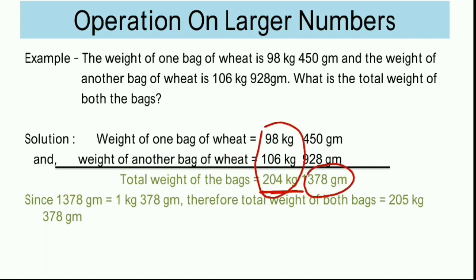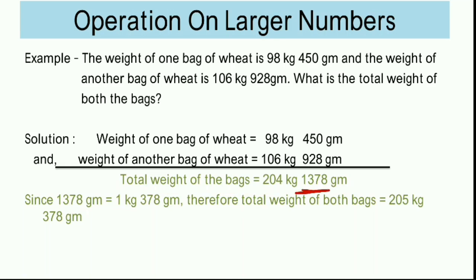If you add separately, then in the kg data you get 204, and if you add the data given in gram, then you get 1378 gram. So this is the total weight.